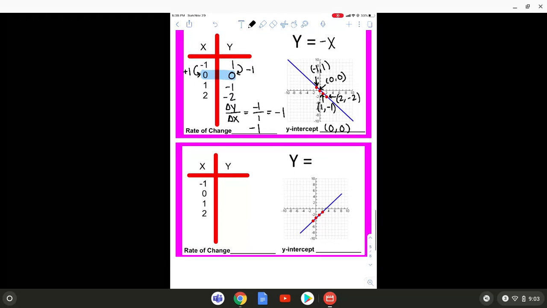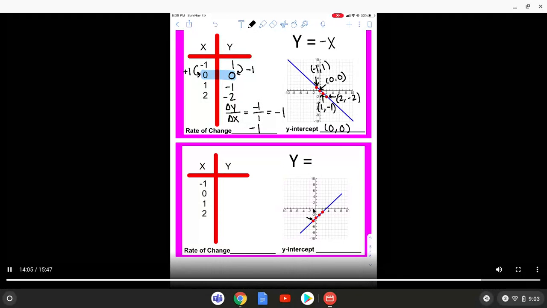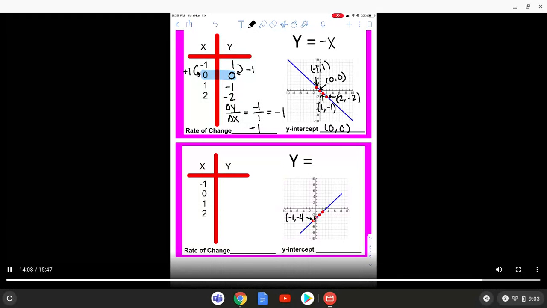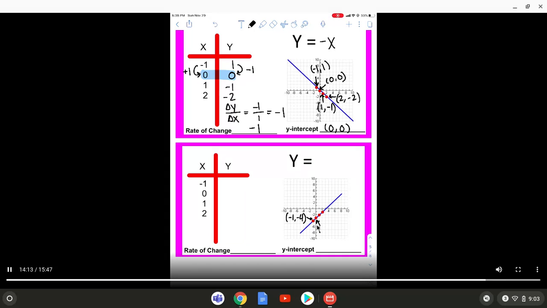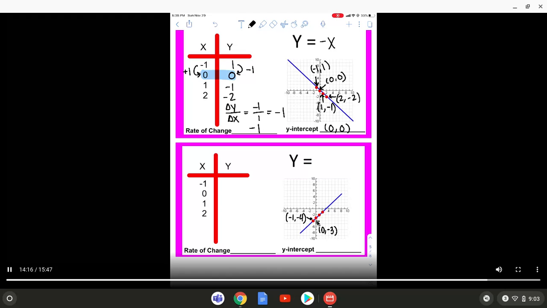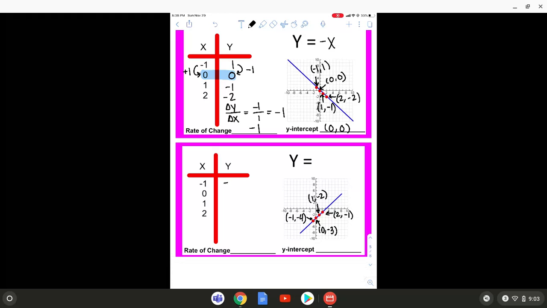Okay? And lastly, we're going to do the same thing. We're going to pull these points. So I see horizontally I'm at negative 1, but vertically I'm at negative 4. In here I'm at 0 and I'm at negative 3. Right here I'm at 1 horizontally, but vertically I'm at negative 2. In here, my x is a positive 2 and my y is a negative 1. So horizontally, I'm at positive 2. Vertically, I'm at negative 1. And now what I'm going to do is just fill in the table with those points.